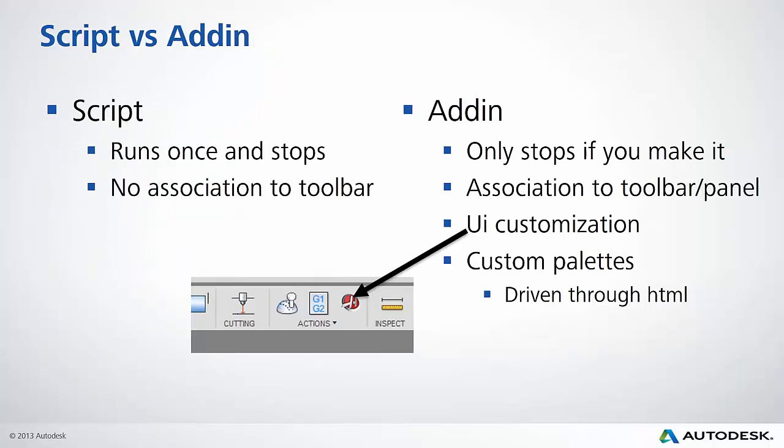A script runs once and then is stopped. There's no association to a toolbar. It's associated with a workspace, but not a toolbar. An add-in, however, only stops if you tell it to stop running. So it's constantly running in the background. It can be associated to a toolbar or a tool panel with UI customization, as you can see in the picture. So you do have the ability in an add-in to assign it to a certain panel and then basically promote it to that main view right here.